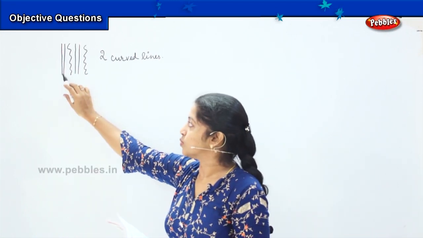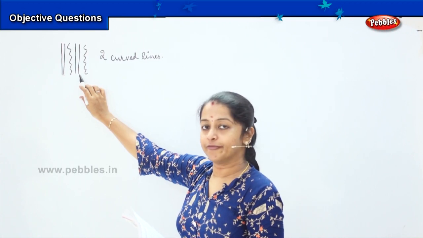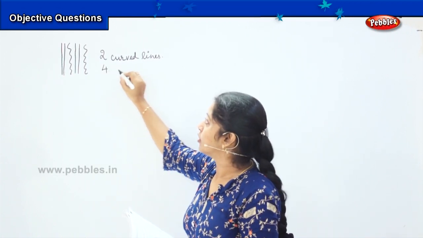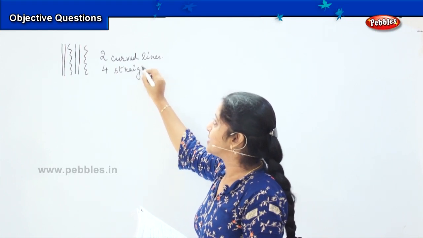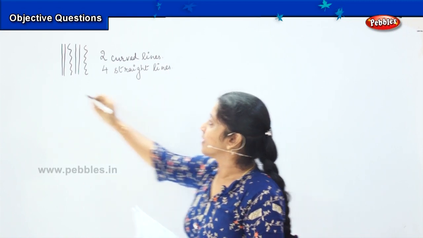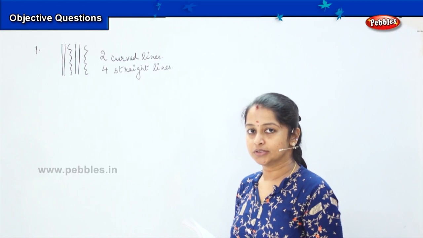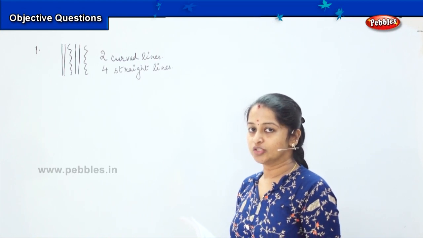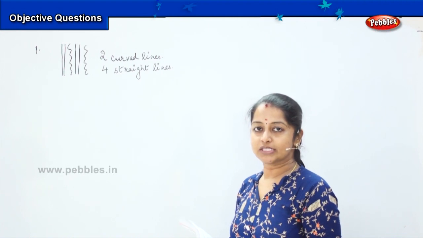Can we count the number of straight lines? It's 1, 2, 3 and 4. So, we have got 4 straight lines and 2 curved lines in this picture. So, are you clear, children, with the first question? Good. So, it was fun doing the questions on your own, right? Shall we move on to the next one?